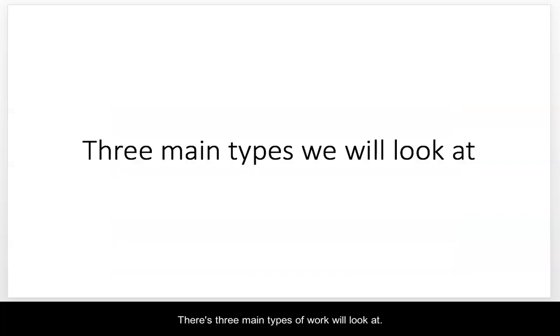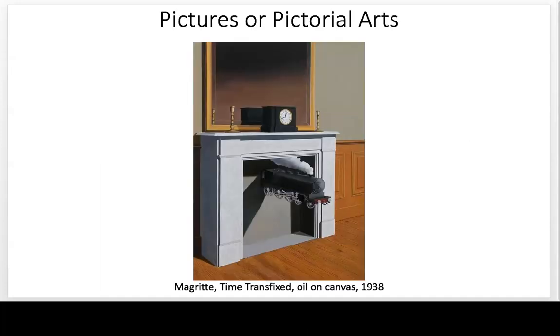There's three main types of work we'll look at in this course. Most of the images will be from these three main things. Some people would say four. At times your book says that. The fourth one being decorative arts or practical, usable, utilitarian objects.